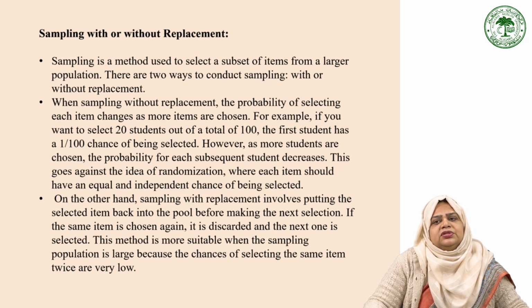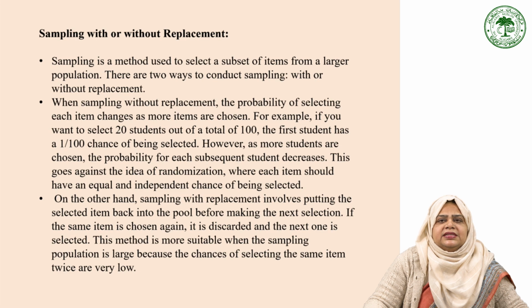By the time you choose the 20th student, the probability of their selection is 1 by 81. This type of sampling does not follow the idea of randomization, where each element should have an equal and independent chance of being chosen.